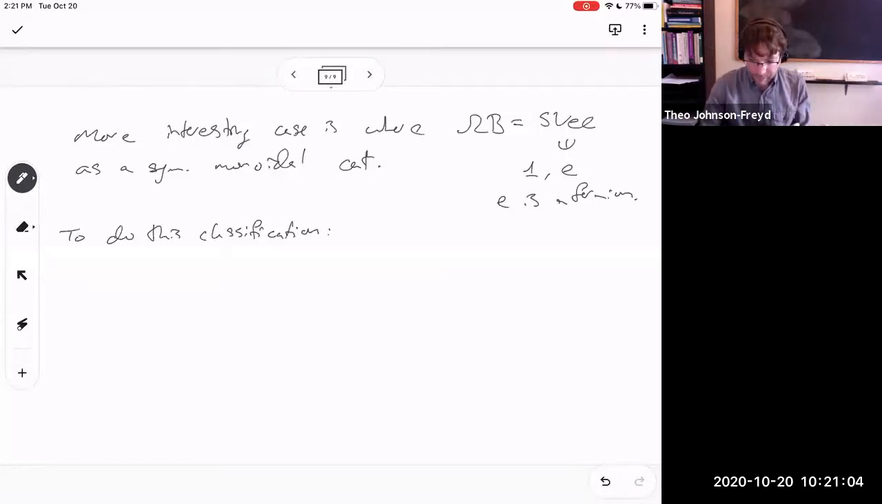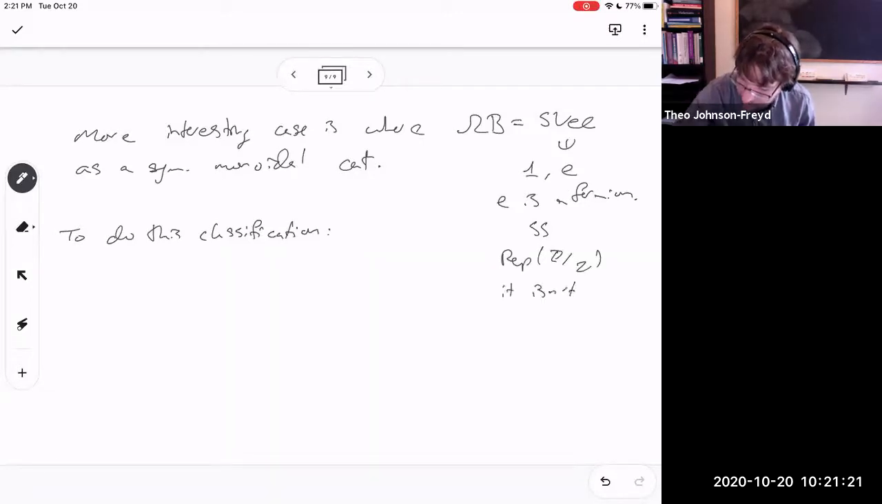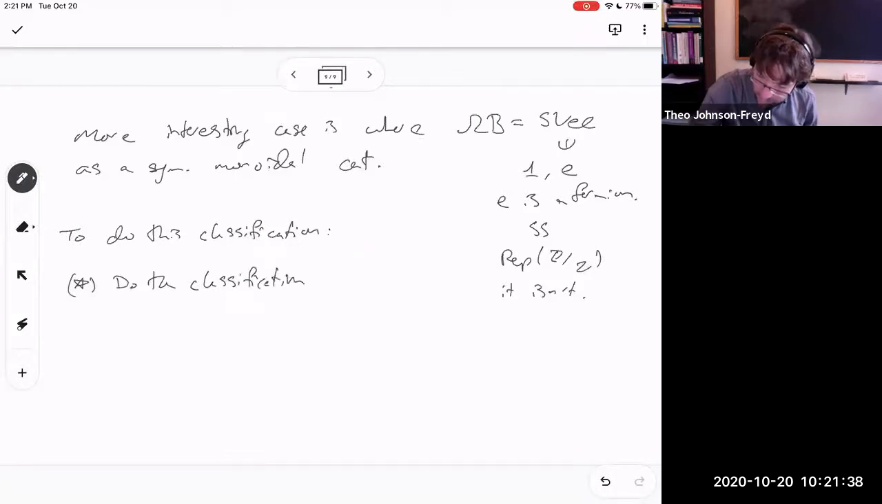And so the idea is that instead of thinking of super vector spaces, I still want to think of super vector spaces as being like Rep Z mod 2. But it isn't. I need to think of it in a super world. And so what I can do is I can do it in 2 steps. The first step is I can do the classification over super vector spaces.